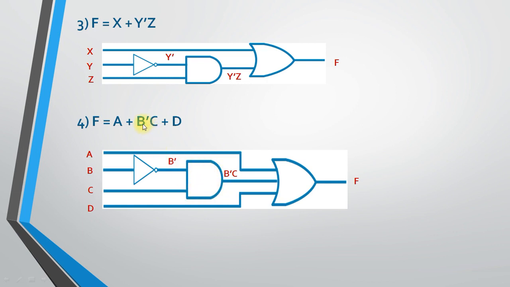The value of B dash I need to pass using NOT gate. The value of C I can pass directly. So after passing that value into the AND gate I will get B dash C over here, and that line I can pass using AND gate. And over here as an input of OR gate we have three expressions. First is A, second is B dash C, and third is D. And finally I will get the value of f.